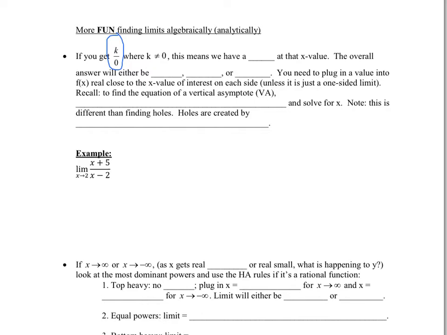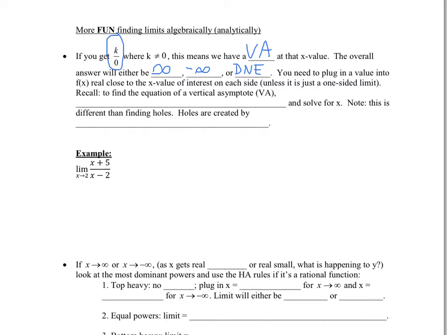In a situation like that, it means that we have a vertical asymptote, or a VA for short, at that x value of interest. Now, in these limit problems, the overall answer, keep in mind, is going to be either infinity, negative infinity, or does not exist. What you're going to have to do is plug in a value into the function real close to the x value of interest on each side, unless it's just a one-sided limit. And we're going to pay attention to what's happening to y.